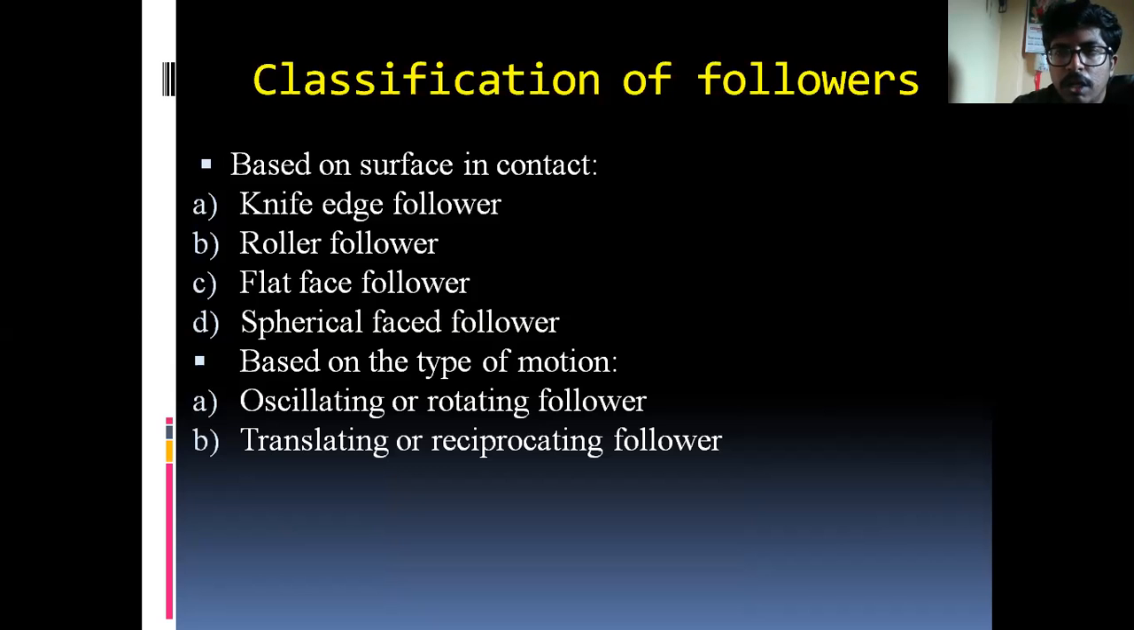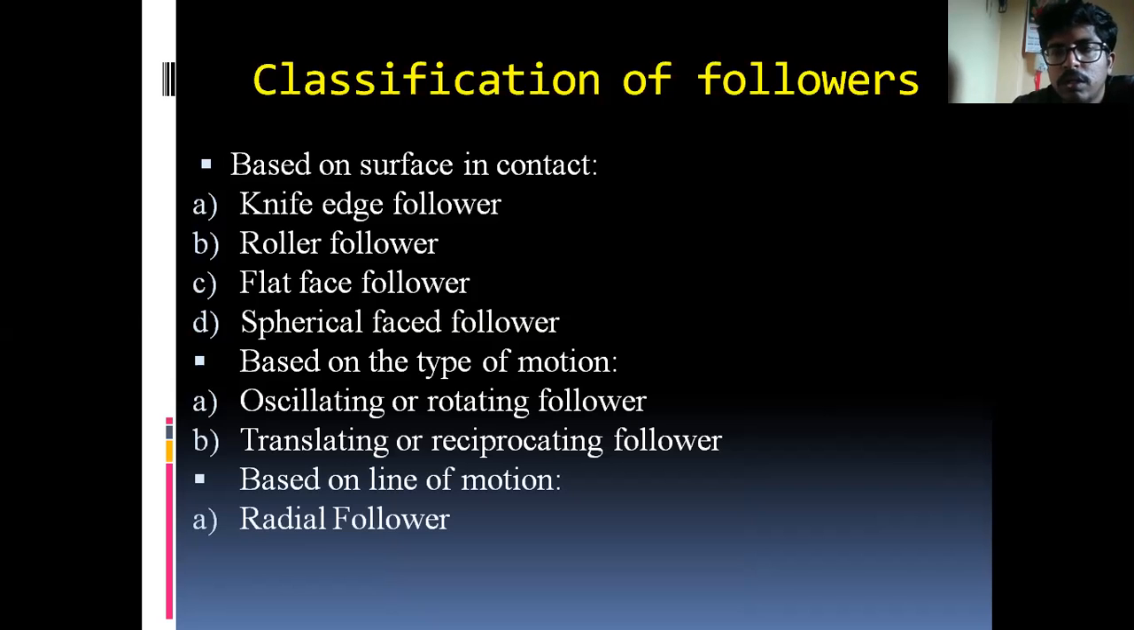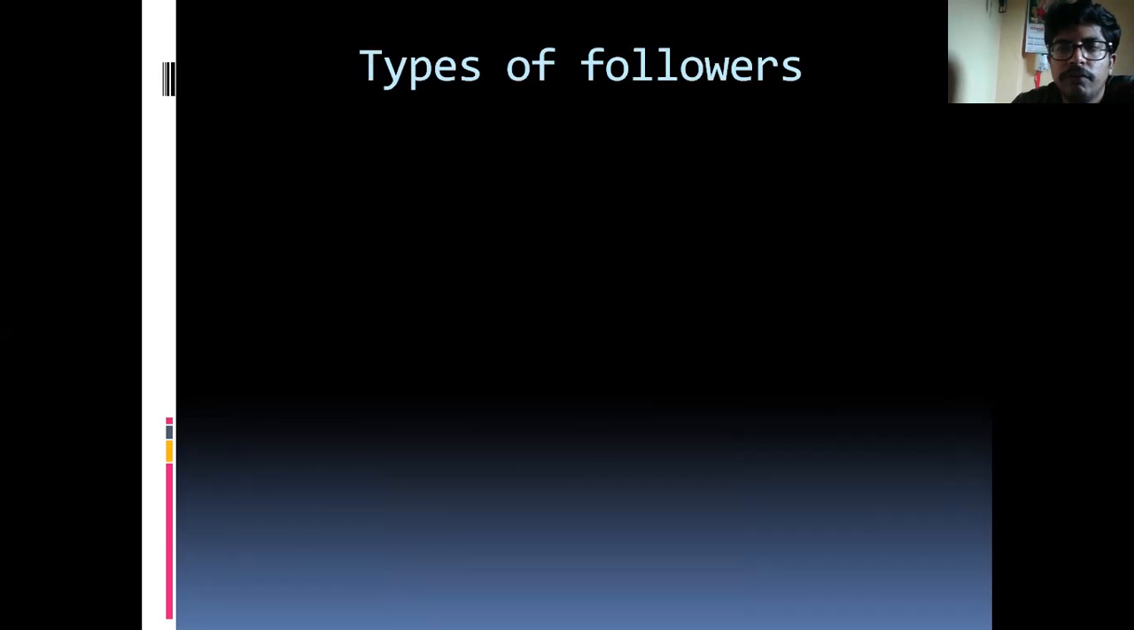Next, based on the line of movement or line of motion: radial follower, offset follower. So these are the classification of followers. In the next slide, the classification of followers, the images are displayed. So let us discuss one by one. So the types of followers, the first one is based on the surface in contact.